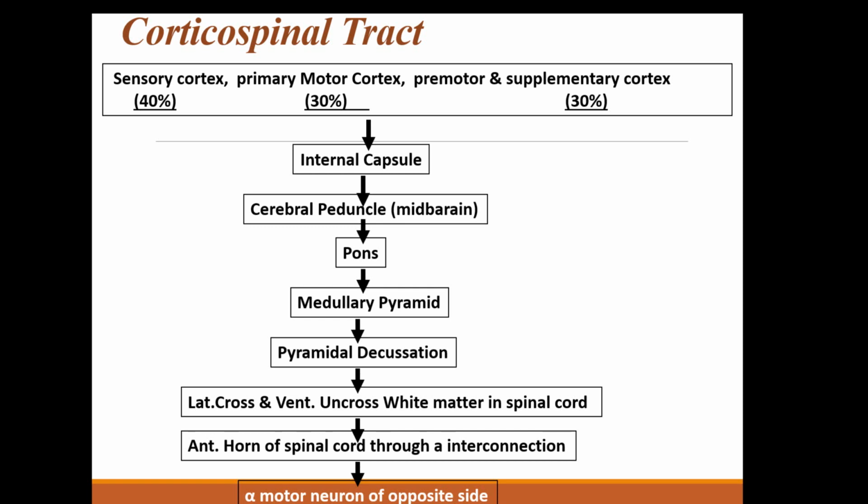Midbrain, then to the pons, and then via the medulla oblongata, they're going to produce medullary pyramids. And then the pyramidal decussation, the crossing over, is going to take place. And then there is production of lateral crossed and ventral uncrossed white matter in the spinal cord, leading to the anterior horn of the spinal cord through an interconnection, and alpha motor neurons of the opposite side are being produced. So it is very important that we should know about the corticospinal tract.